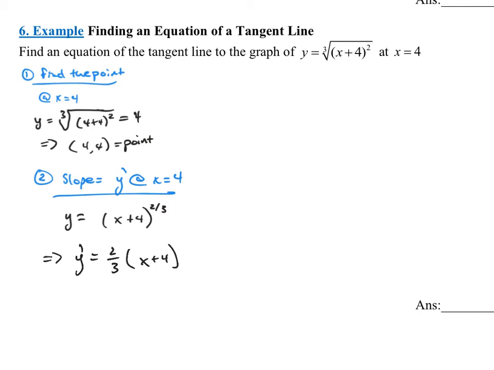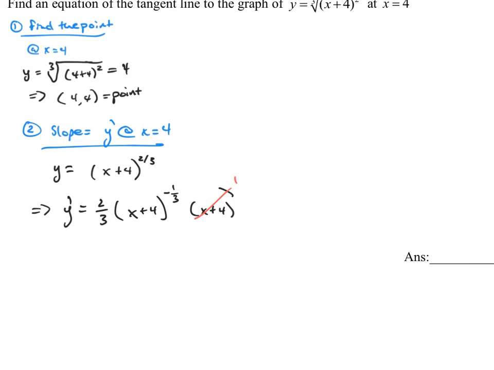Again, I cannot emphasize enough, when it's fractions, I highly, highly, highly recommend that you use a calculator. 2/3 minus 1 is negative 1/3. But then remember, we always need to multiply times the derivative of the inside. Well, that's not bad because the derivative of x plus 4, derivative of x is just 1, derivative of 4 is 0, so the derivative of the inside is just 1.